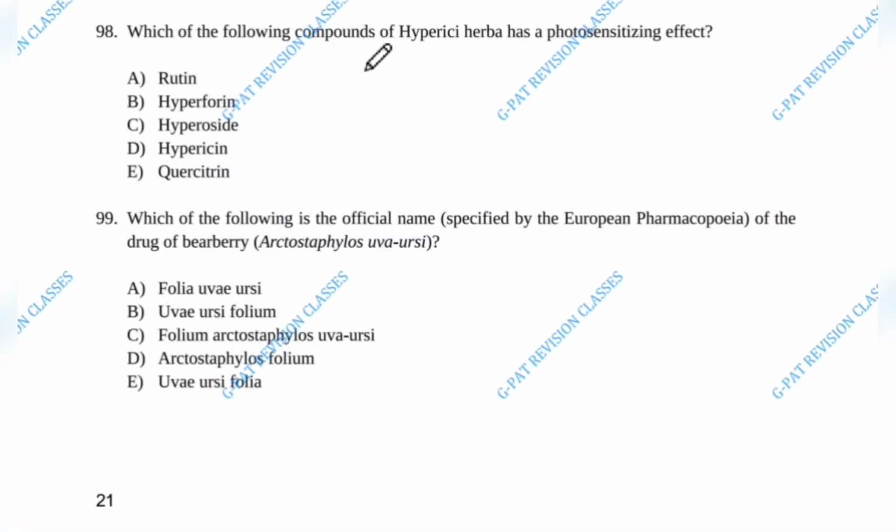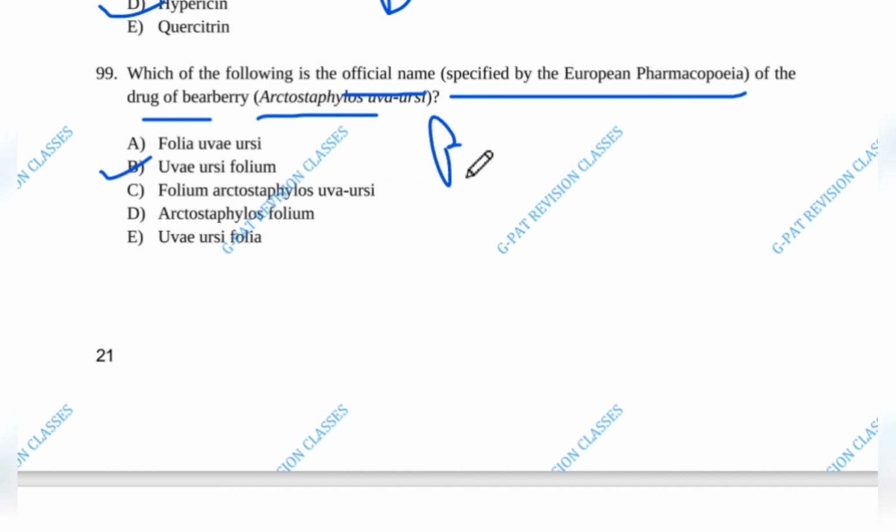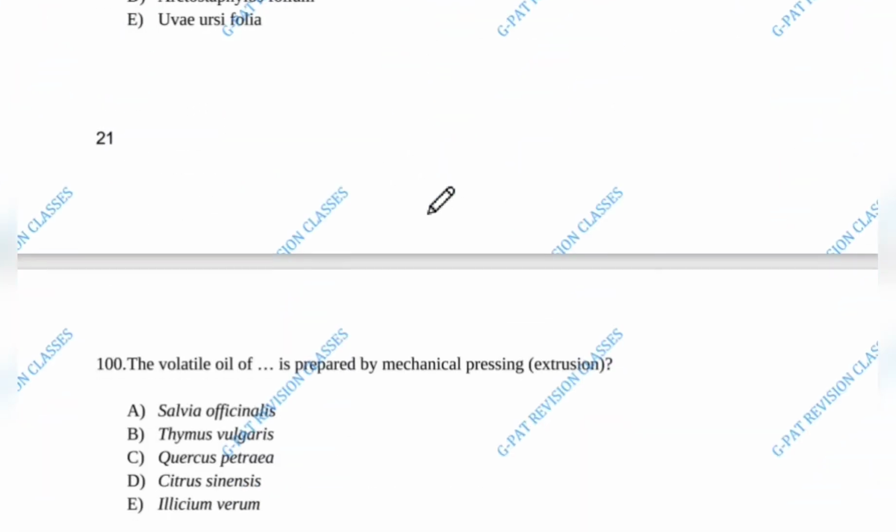Which of the following compounds of Hyperici herba has a photosensitizing effect? The answer is D. Hypericin. Next is question number 99. Which of the following is the official name specified by the European Pharmacopoeia of the drug bearberry, Arctostaphylos uva-ursi? The answer is B. Uvae ursi folium. Okay, next is question number 100.